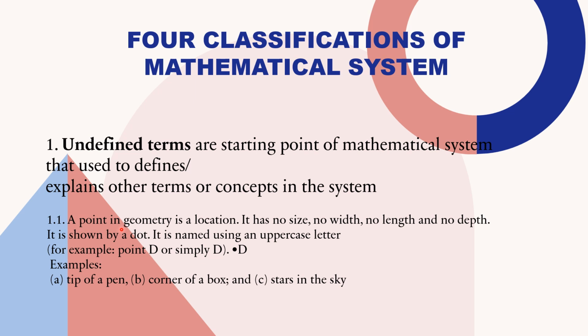A point in geometry is a location. It has no size, no width, no length, and no depth. It is shown by a dot. Its name uses an uppercase letter, for example, point D, or simply point D. Examples are the tip of a pen, the corner of a box, and stars in the sky.